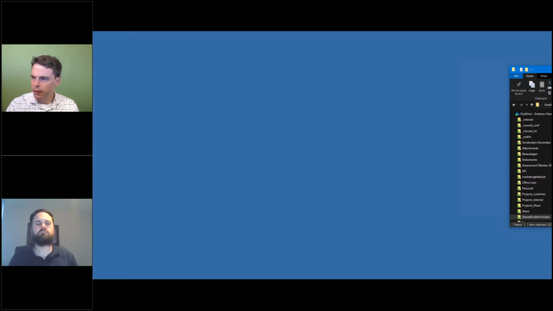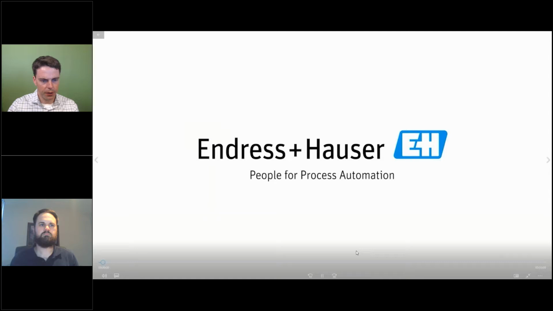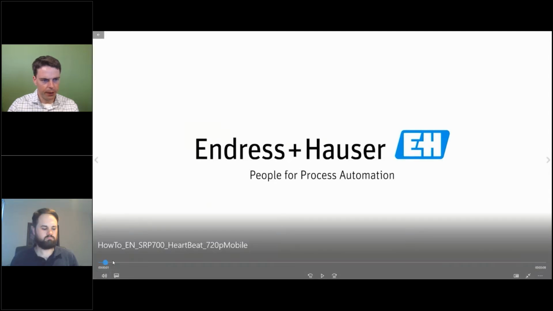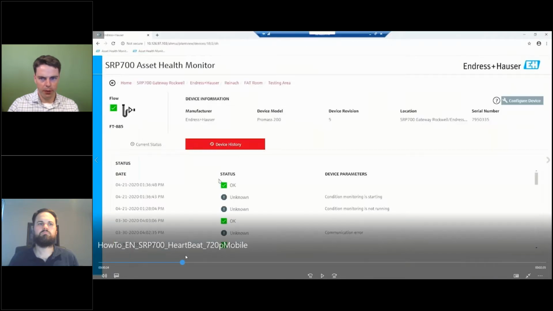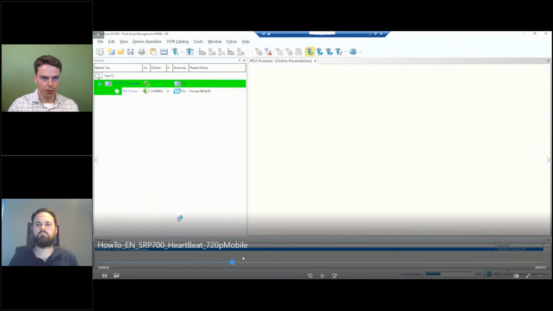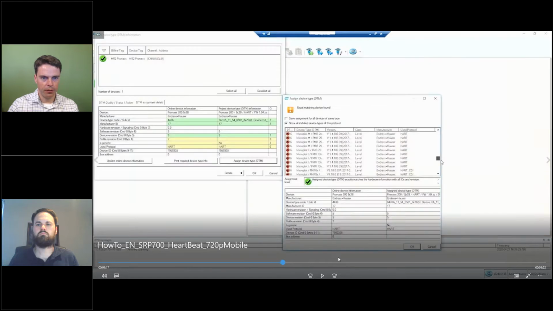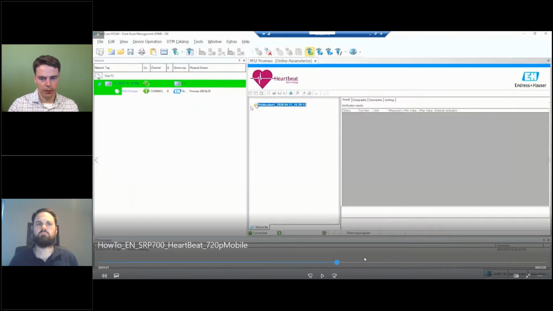Okay. So this is how to do hardware verification. I will just go through very quickly. You connect to the device, you perform the verification, so you can check if it's okay. You can click on configure device. FieldCare will open. By default, it will open the configuration page of the device. Then you switch to the flow verification DTM, and then you can run a verification.